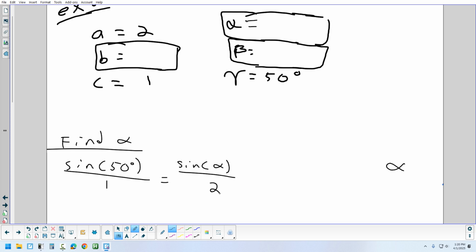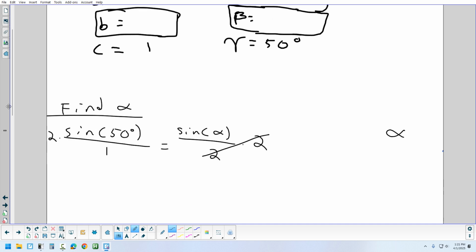Now, this is the type of situation that comes up. I would not cross multiply. You just need to multiply both sides by a number. Multiply by 2, because that'll cancel dividing by 2. Then multiply both sides by 2, and take the inverse sine on each side.